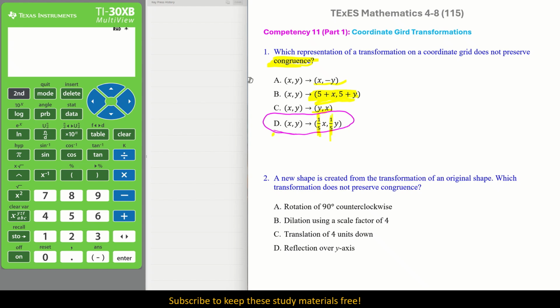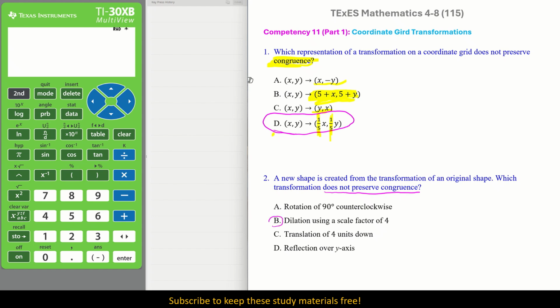All right, let's look at number 2. A new shape is created from the transformation of an original shape. Which transformation does not preserve congruence? We just discussed that. That links to number 1. These questions are just verifying that you understand or know the properties, or both. So what you have to do is go through and look quickly.